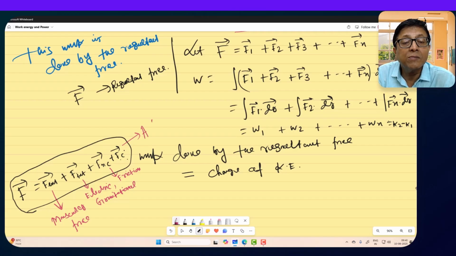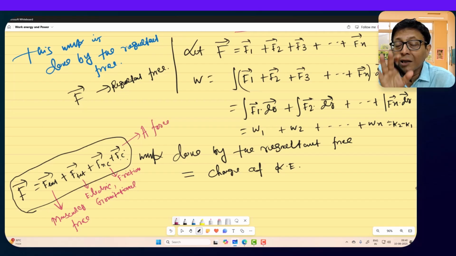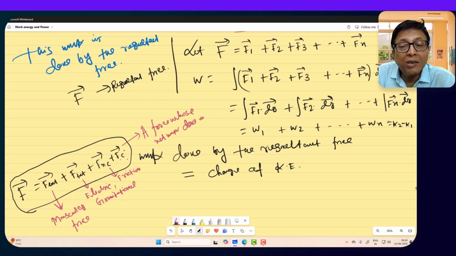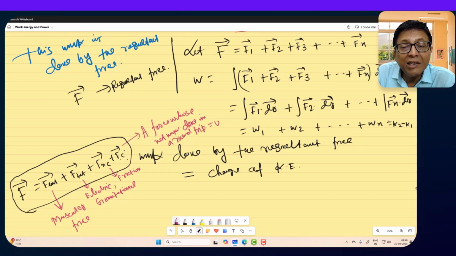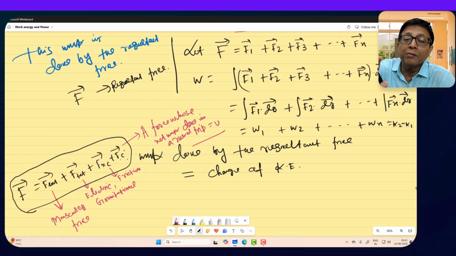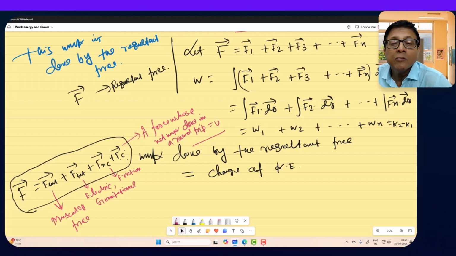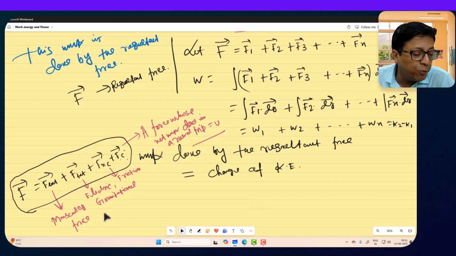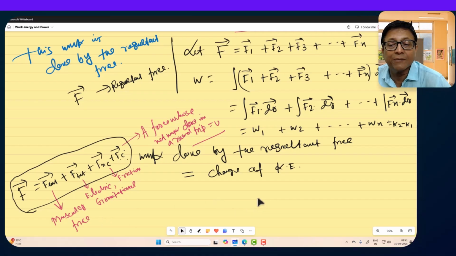A force, I'll do in details about it. A force whose net work done in a round trip is equal to 0. That is conservative force. Non-conservative force we can define that manner, but all those we will be doing in details, don't worry, it will be done. So work done by resultant force is change of kinetic energy, and what kind of forces act over there, that I have explained.